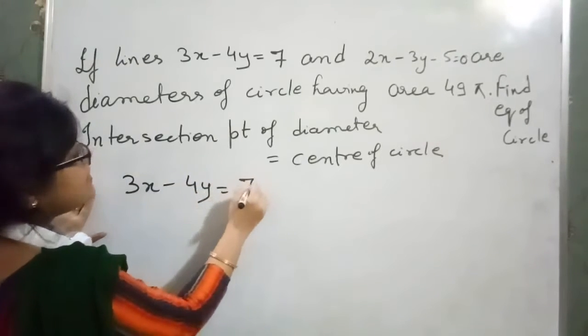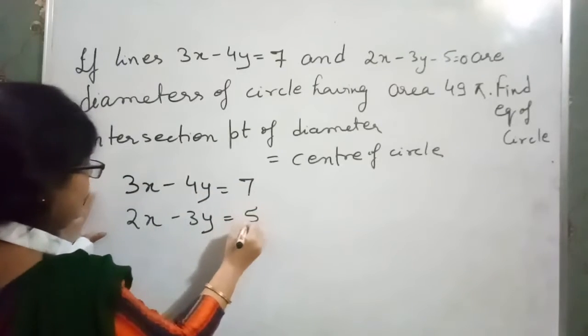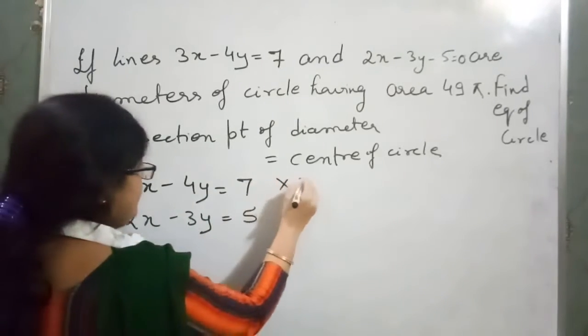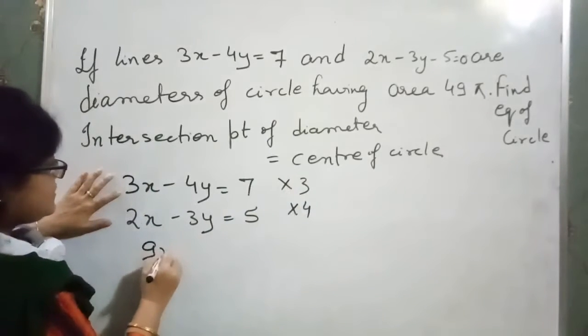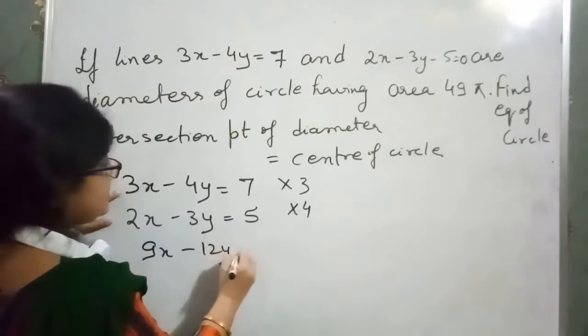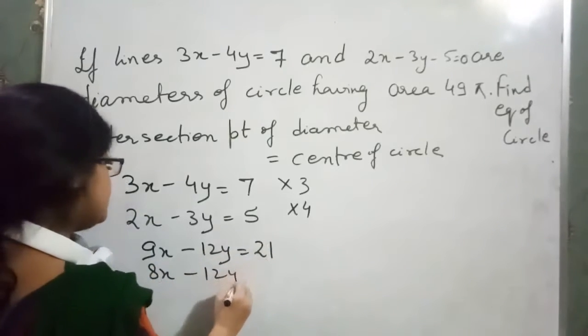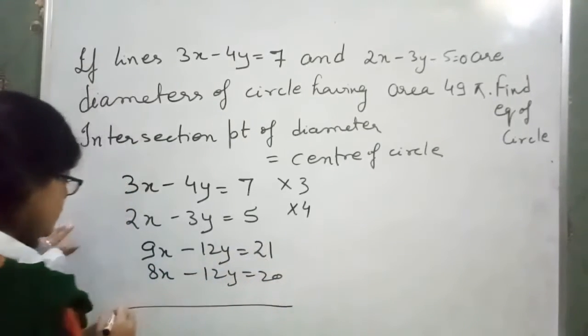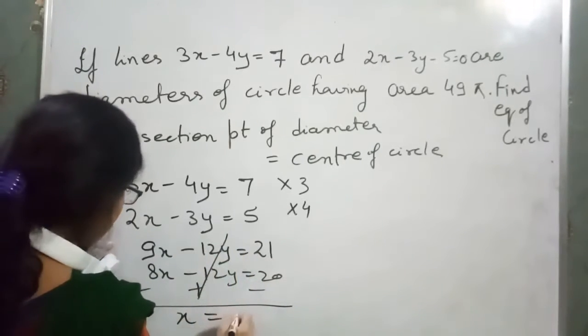So we have 2x minus 3y is equal to 5. Now multiply by 3 and 4. So we have 9x minus 12y is equal to 21 and 8x minus 12y is equal to 20. Subtracting, the y terms cancel. x is equal to 1.